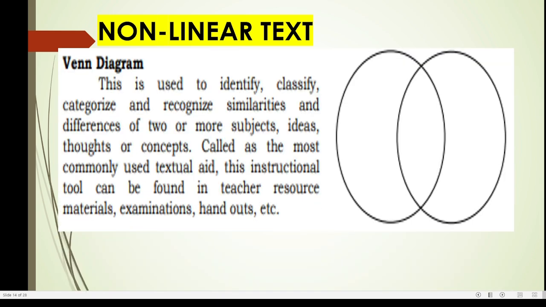Here's another non-linear text in the form of a Venn diagram. I'm sure everybody is almost familiar with this since most of the time this is used to identify, classify, categorize, and recognize similarities and differences of 2 or more subjects, ideas, thoughts, or concepts. This is called the most commonly used textual aid. This instructional tool can be found in teacher resource materials, examinations, handouts, and others.